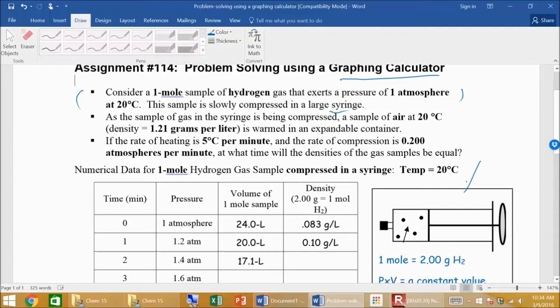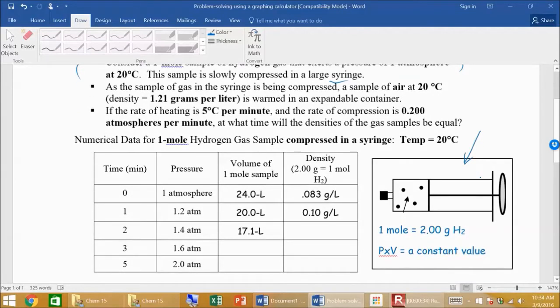So here's a picture right here. Hydrogen gas in a syringe. You should know this Boyle's law here. P times V is a constant value. Now we're assuming that the gas in the syringe is compressed at a rate of 0.200 atmospheres per minute. So imagine the plunger getting pushed in so that the pressure increases at a constant rate, 0.2 atmospheres per minute.